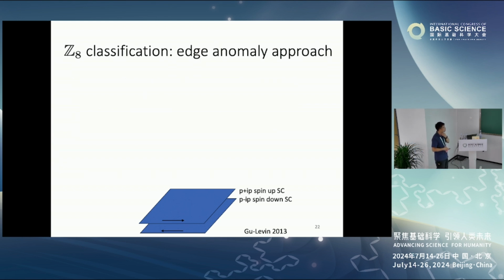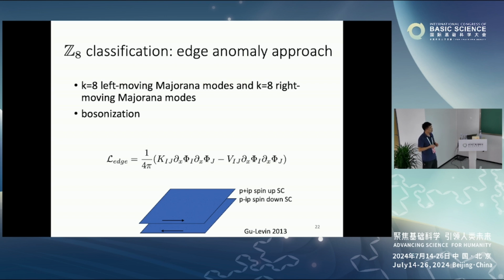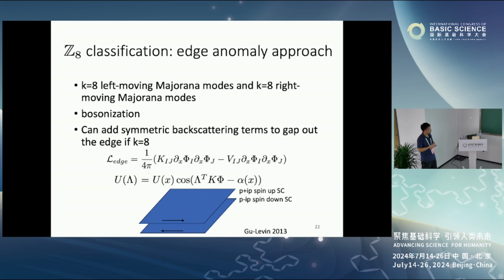And from the boundary point of view, it's like this. On the boundary, we have k copies of left-moving and right-moving Majorana fermions. And we can just bosonize this to a system like that. So phi is a boson field with k components, for example, k equal to 8. And K_ij is a matrix. And then we ask whether we can add some symmetry preserved term such that we can just gap out this edge. And actually they found it is true. So they use this backscattering term like that to gap out this edge state if k equal to 8.